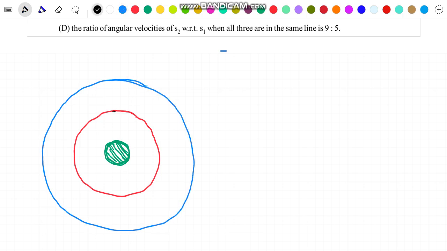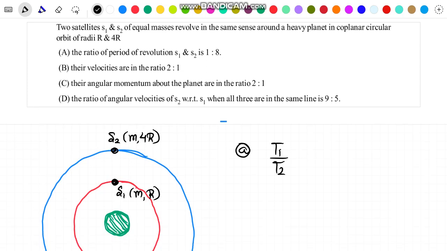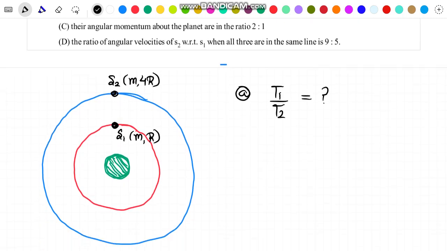Now there are two satellites. First one is S1 having mass m and radius of this orbit is r. For this second satellite, mass is m and radius of this orbit is 4r. Right? So in option A, we have to check whether the ratio of this time period is equal to 1:8. So let us first find the ratio of this time period.